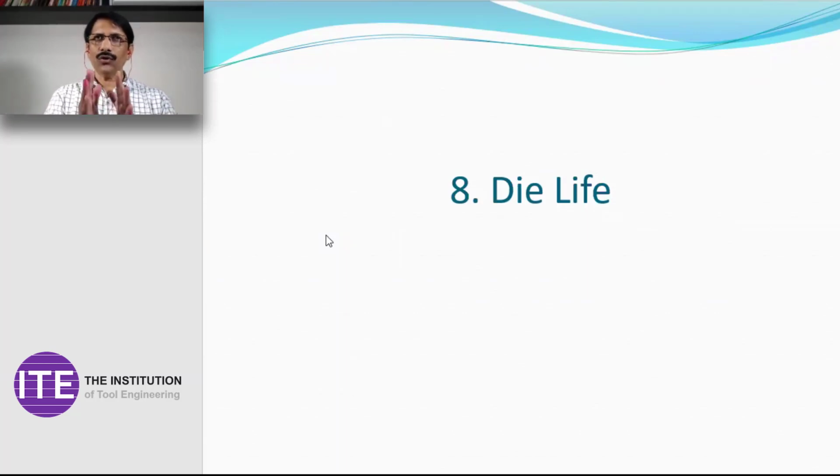Similarly, if you want to improve the die life, there are many points which we have to consider. One is, of course, right selection of material. Another, proper hardness. Then proper safety measures, meaning factor of safety. Die strength should be proper. There should be proper wall thickness. There should not be any weak sections. Handling should be proper. So many things are there on how you can improve the die life.